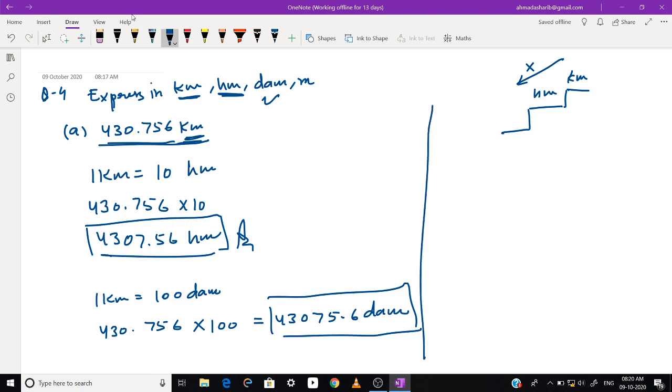And now we have to convert it into meter. So 1 kilometer is equal to 1000 meter. So 430.756 multiplied by 1000. So the answer will be 430756 meter. Okay.